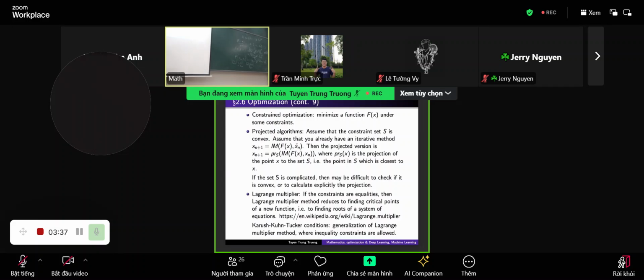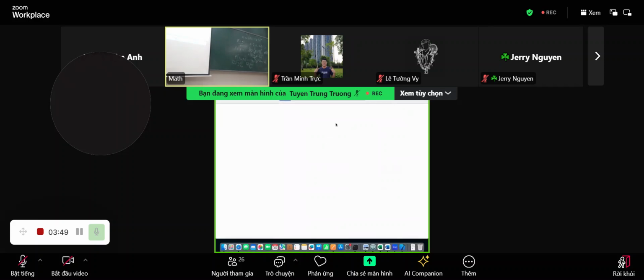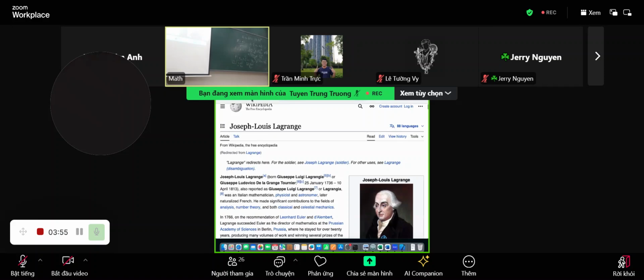So if your constraint is an equality, maybe I can open this Wikipedia page. Oh no. I should put this.